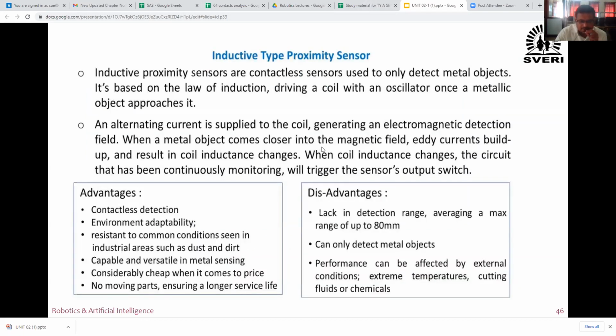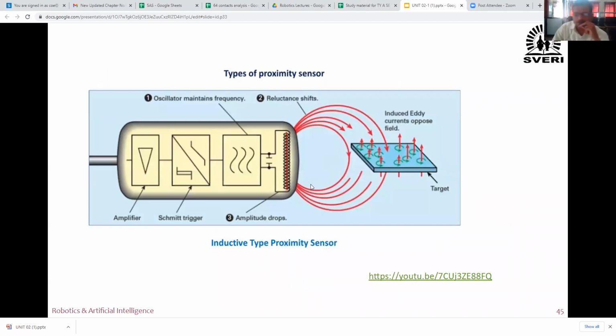When a metal object comes closer into the magnetic field, eddy currents build up. That is whatever I have told. These magnetic flux lines are moving from one end to another end.